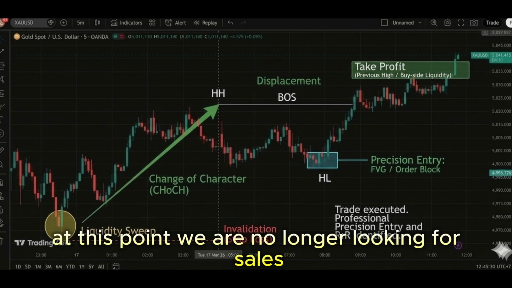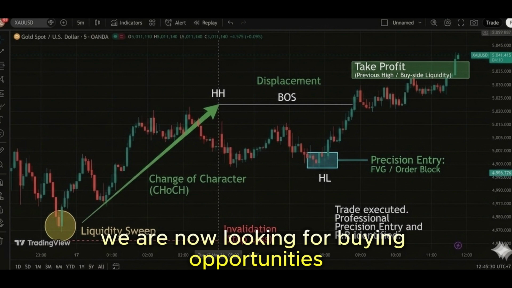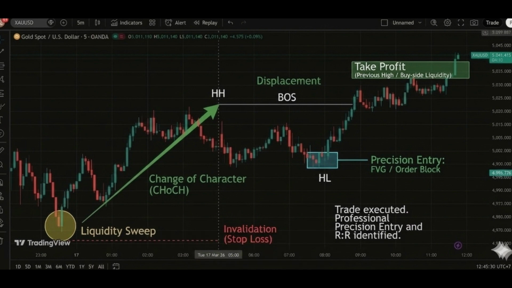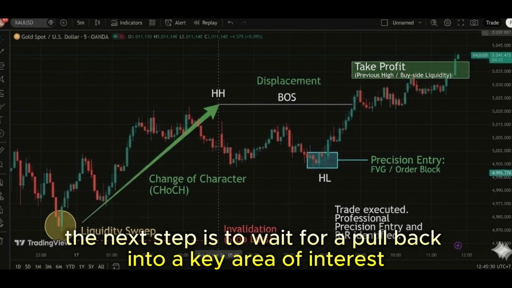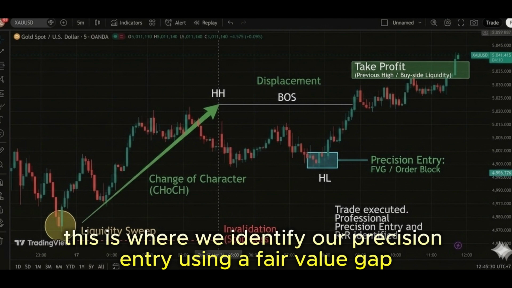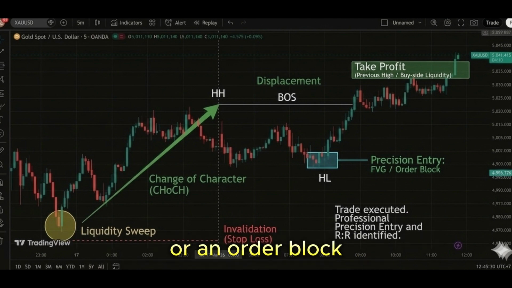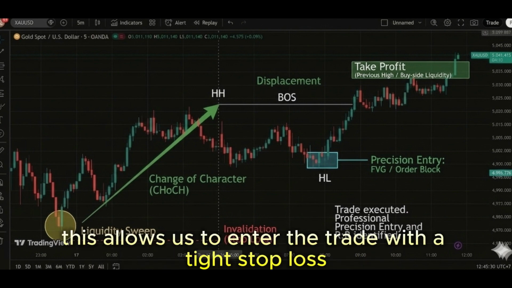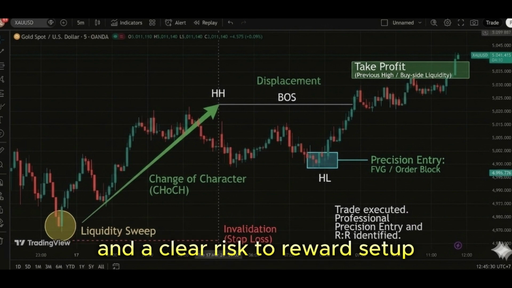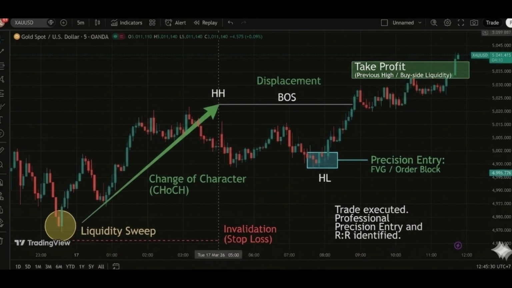At this point, we are no longer looking for sells. We are now looking for buying opportunities. The next step is to wait for a pullback into a key area of interest. This is where we identify our precision entry. Using a fair value gap or an order block, this allows us to enter the trade with a tight stop loss and a clear risk to reward setup.